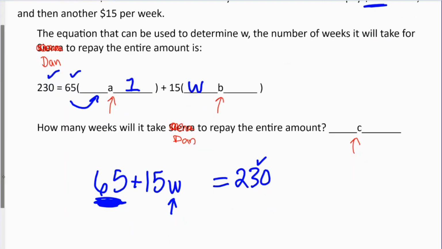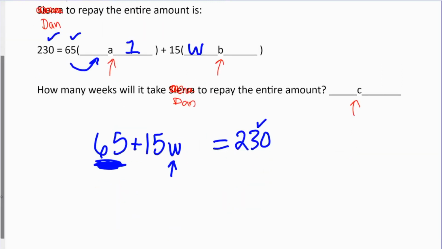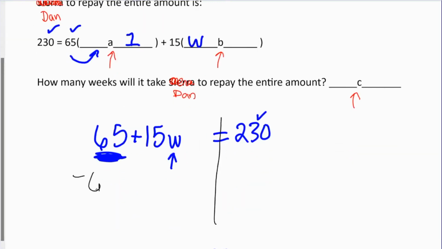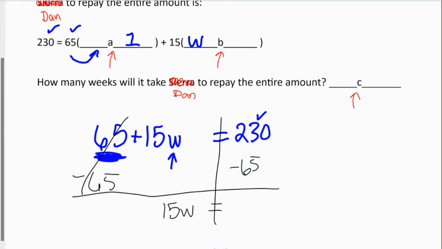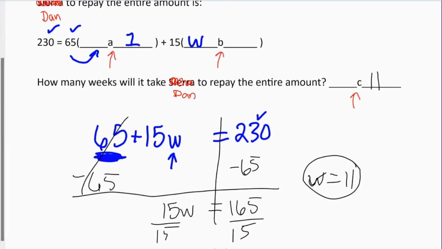And now we can go ahead and solve. So we're going to start by subtracting 65. Whatever I do to one side, I must do to the other. 65 minus 65 is 0. I'm left with 15W equals 230 minus 65, which is going to get us 165. And then we're going to go ahead and divide both sides by 15. And it is going to take Dan 11 weeks to pay back his brother. And that's what we're going to fill in for C.